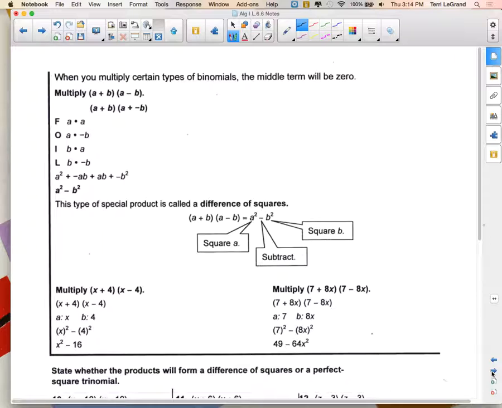Well, that's going to happen when you have a binomial times a binomial. They both start with the same thing. They both end with the same thing. One of them has addition, it doesn't matter which one. The other one has subtraction. When that happens, here's what you should get: A squared minus b squared. We don't have to go through all that foiling because these 2 steps are going to cancel each other out.